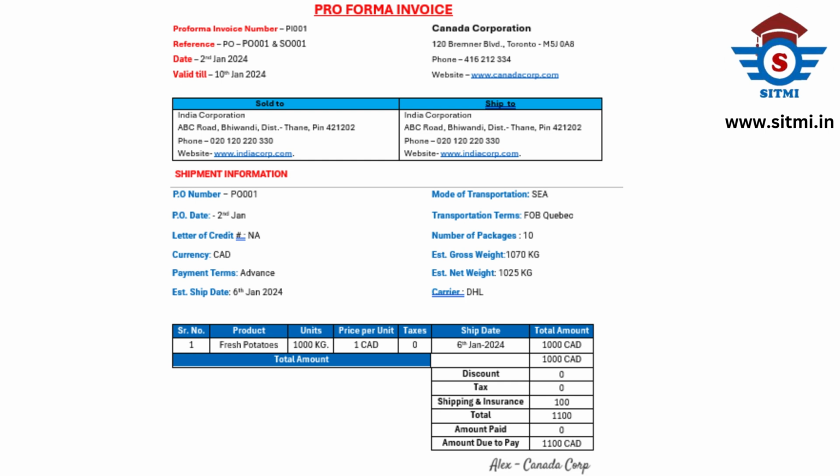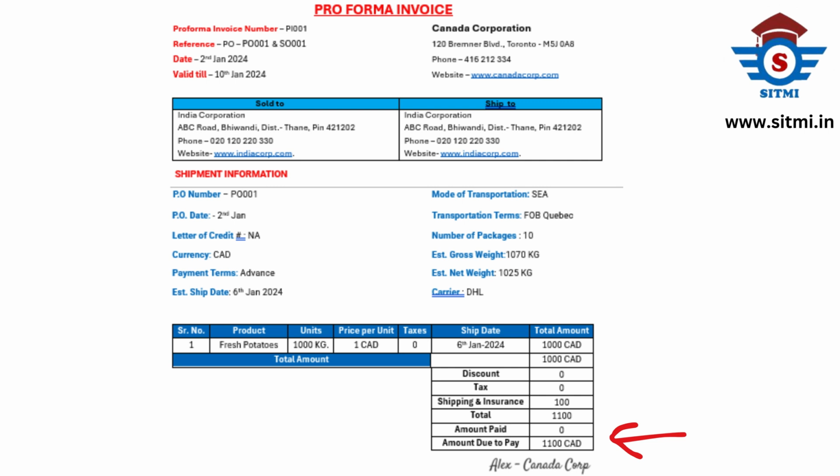The fifth point is the description of goods or services. A detailed description of the goods or services being provided, including quantities, unit prices, and total amounts for each item. This section helps the buyer understand what is being offered and at what cost. The sixth point is terms of sale. Any specific terms and conditions related to the sale, such as payment terms, delivery terms, shipping instructions, warranties, and return policies. The seventh point is the total amount due.